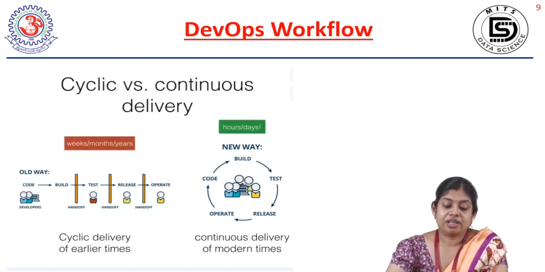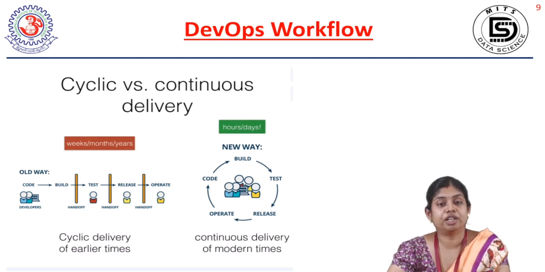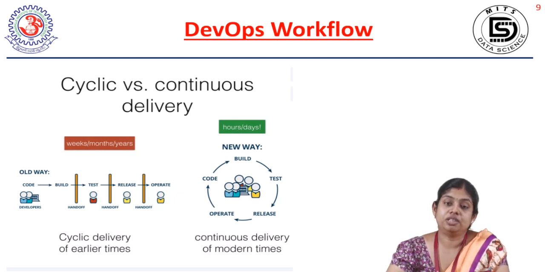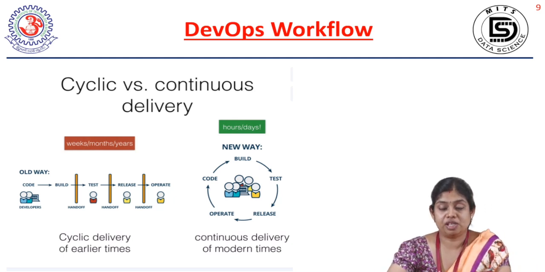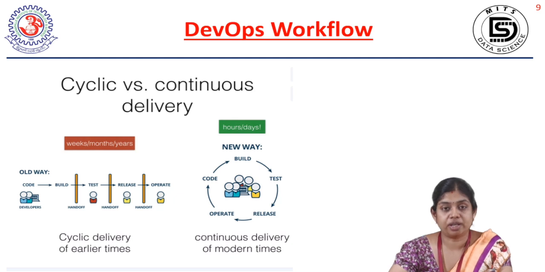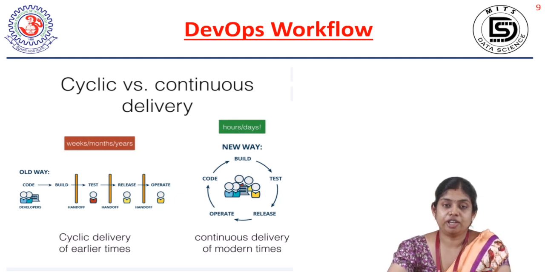And here you can see the difference. It is cyclic versus continuous delivery. So continuous delivery and continuous integration, these are the two important principles in a DevOps environment. How you integrate things, how you deliver things then and there. Not like starting from one phase till the last phase we should wait for one product. It is not like that. We are continuously doing it then and there.